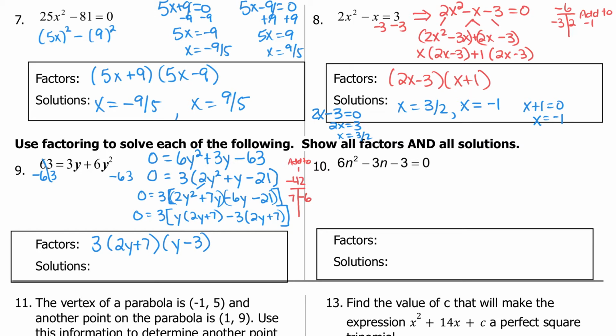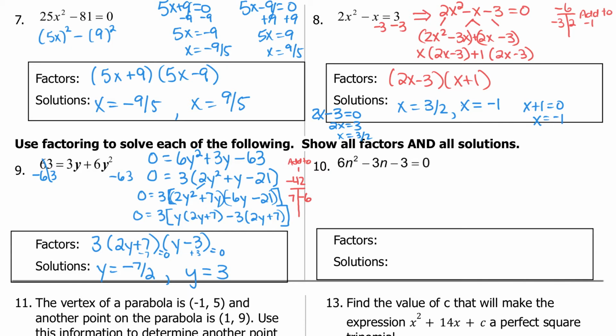Now, we don't have to set this 3 equal to 0. You don't have to do that because there's not a variable there. But you are going to have to set this one equal to 0 and this one equal to 0. So when I do that, my y value is going to be, if I subtract 7, then I would have to divide by 2. So that would be a negative 7 over 2. Hopefully you're okay with me just doing that in my head. Here I would have to add 3. So when you add 3, your y value is going to equal 3. And there's your solutions.